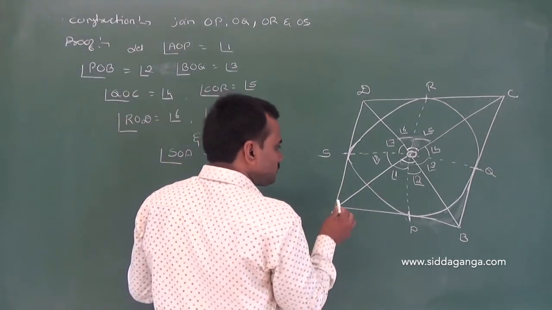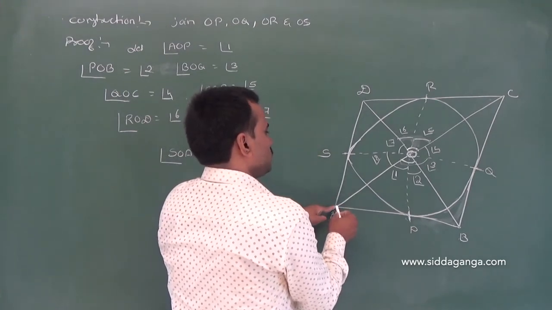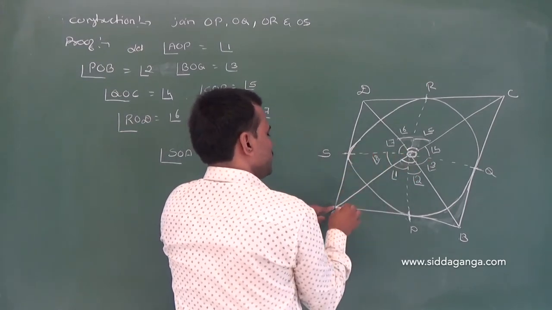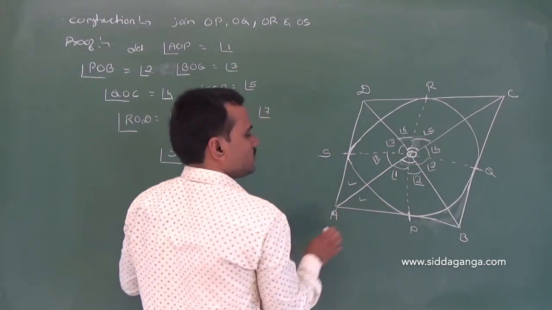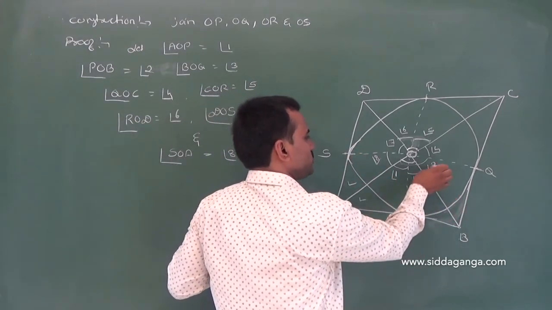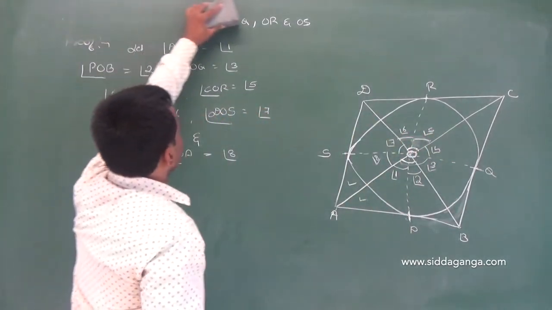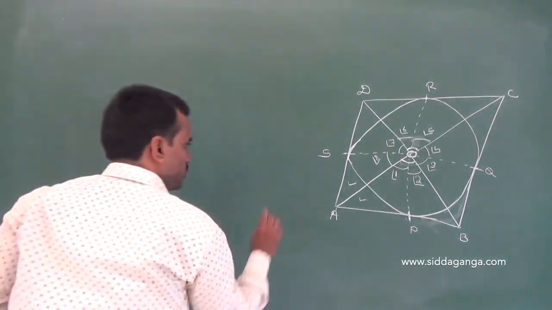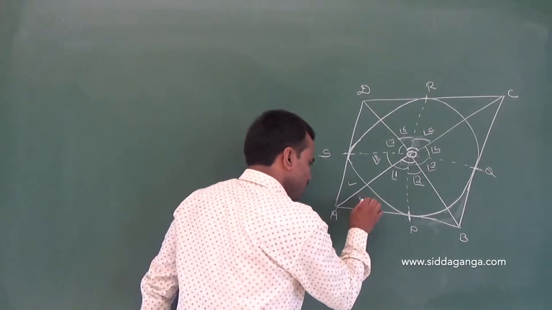See, observe here. We take these two triangles. Let A be the point outside. So, triangle AOS and AOP, these two are congruent. If these two are congruent, angle 1 is equal to angle 8, 2 is equal to 3, 4 is equal to 5, 6 is equal to 7. So we take one by one.